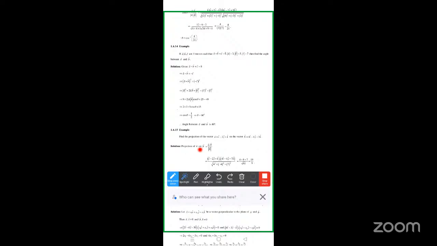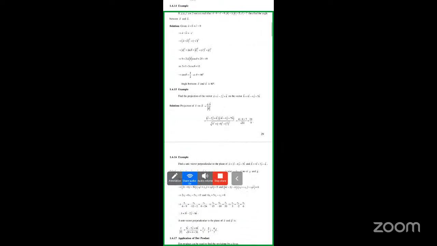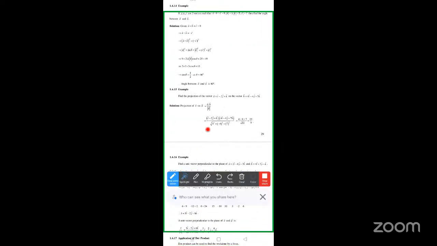Projection of A on B bar is A dot B by mod B bar. Next, the projection of B on A bar has the formula A dot B by mod A bar. So A dot B is (5i minus 2j plus k) dot (4i minus 4j plus 7k), divided by root over 4 square plus minus 4 square plus 7 square. That is the magnitude of B.